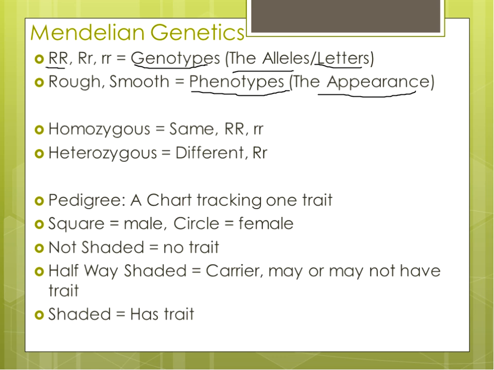Big R, big R, they're the same letters, right? Same. Well, that's called homozygous. The prefix HOMO means same. So big R, big R and little r, little r are homozygous alleles. Big R, big R is homozygous dominant. Little r, little r is homozygous recessive.